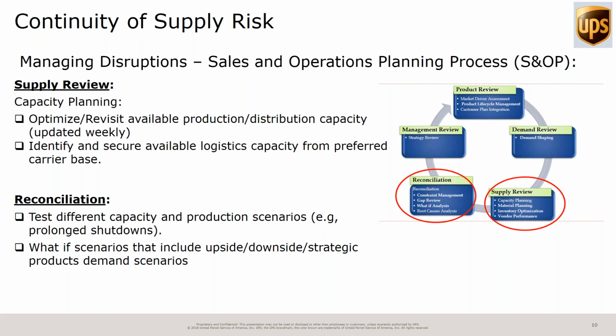And then when it comes to reconciliation, really taking a stab at testing different capacity and production scenarios, understanding what a prolonged shutdown would mean if it extends beyond 2 weeks, or 4 weeks, or even 6 weeks, laying out those scenarios and understanding the impact to fulfilling the customer demand. And then based on that, also running some what-if scenarios that would include upside and downside demand, as well as demand for the strategic products, that can really paint a picture of whether there will be a need for onboarding or allocating more volume to your backup vendors.